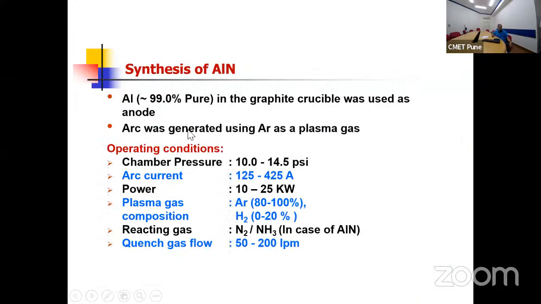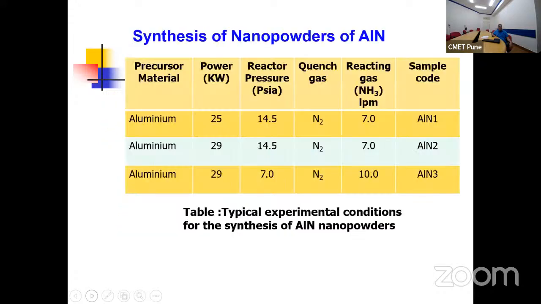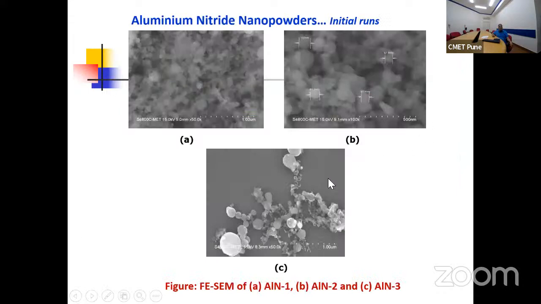So for the synthesis of aluminum nitride, we have put in a reacting gas, nitrogen or ammonia, and the rest of the conditions are the same. And these are the different reaction conditions for the synthesis of aluminum nitride. Here, power was 25 kilowatt, and the reacting gas ammonia was 7 liters per minute. Here also 7 liters per minute, and here 10 liters per minute. Here we did it at different power, and here at different pressure. And these are the synthesized nanopowders under those conditions.